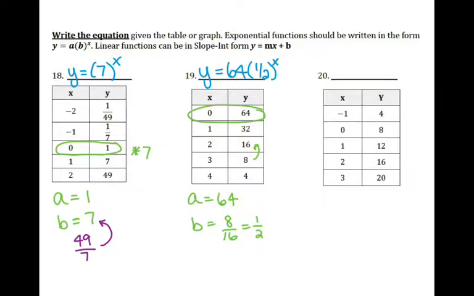So if I look at my table, 4 plus 4 is going to give me 8, plus another 4 is going to give me 12, plus another 4 is going to give me 16. So this one right here is linear.